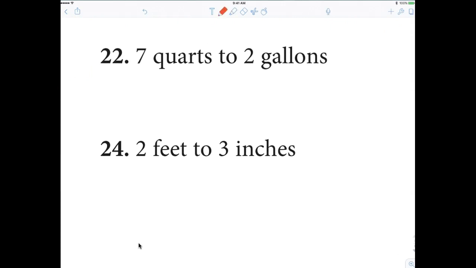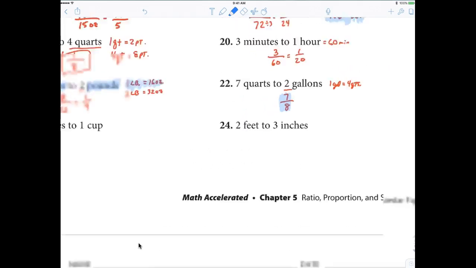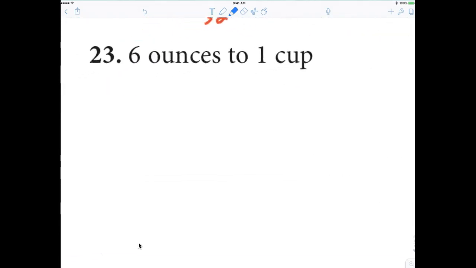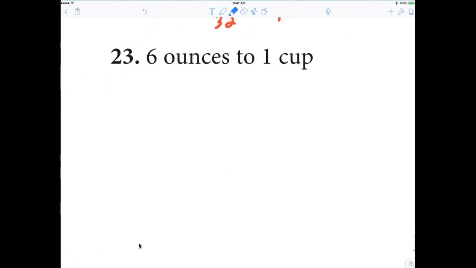Now, I think we talked about this. 1 gallon has 4 quarts. So if you have 2 gallons, you have 8 quarts. So this ratio is an easy one, 7 to 8. All right? Again, 1 gallon is to 4 quarts, 2 gallons is to 8 quarts. All right, now let's look at 23.